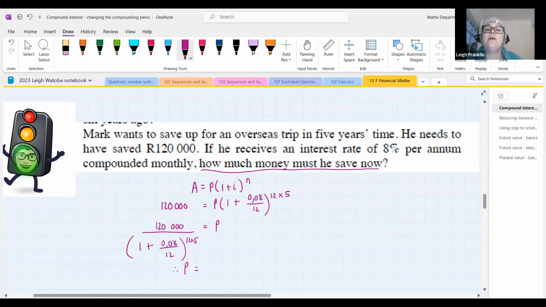Sometimes if you open a bracket, you must close a bracket. Your calculator is fussy about that. Tsidiso, we're going to speak about that now. Okay, so he's got to save, or he's got to put in 80,545 Rand and 25 cents now if he wants 120,000 Rand in 5 years' time.